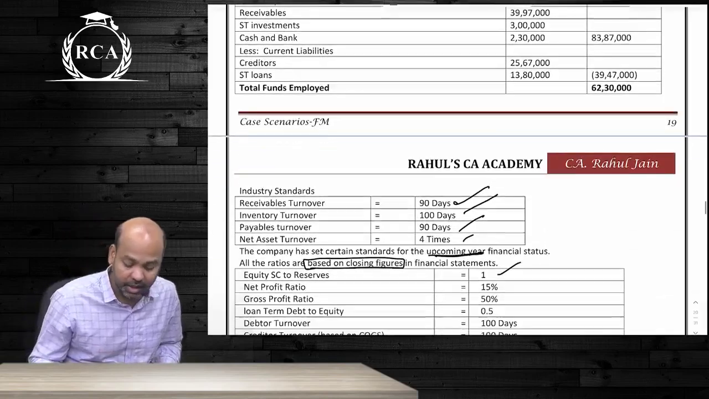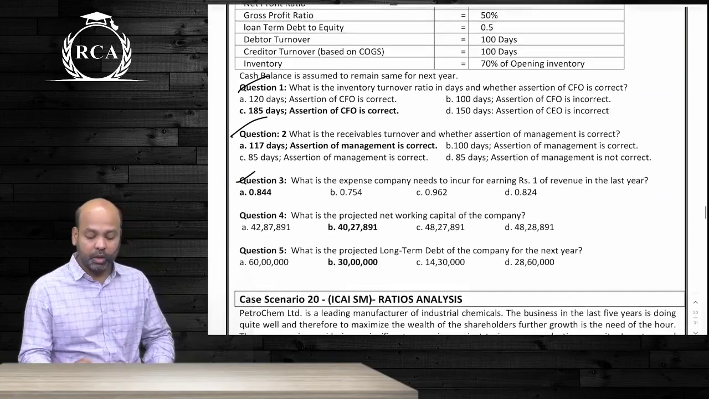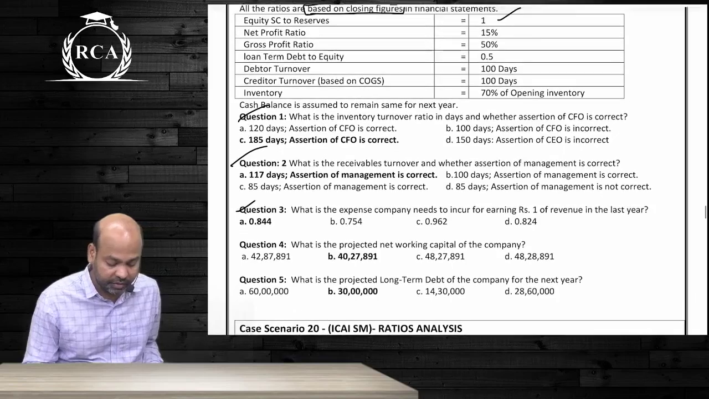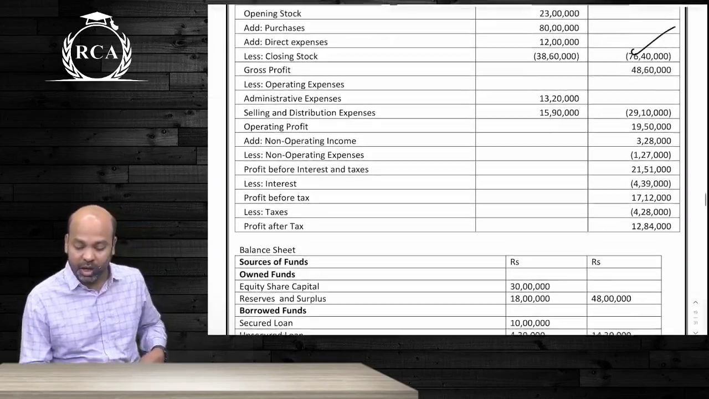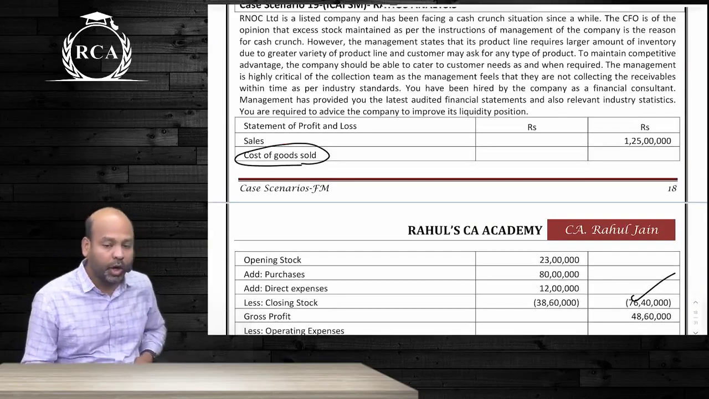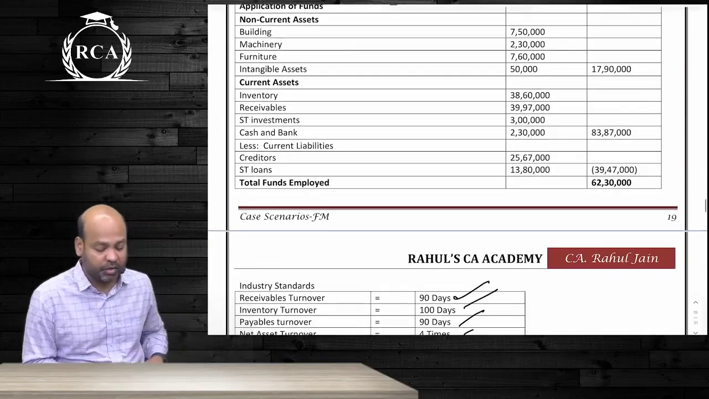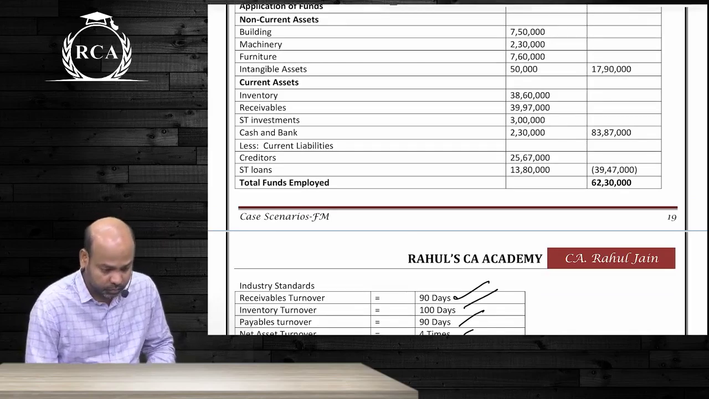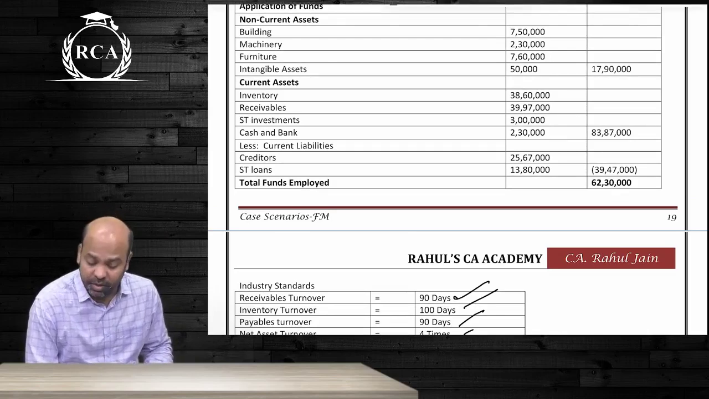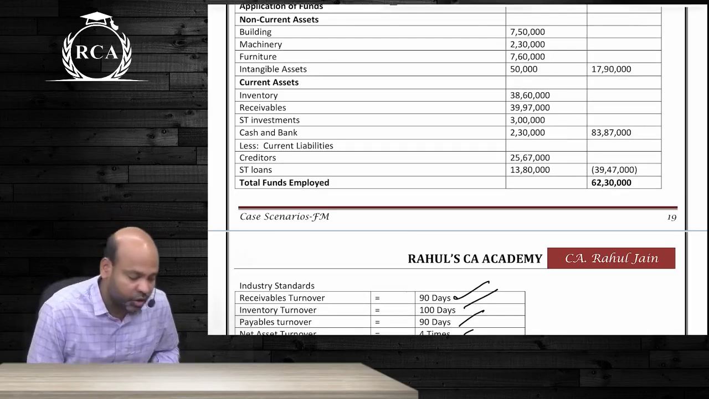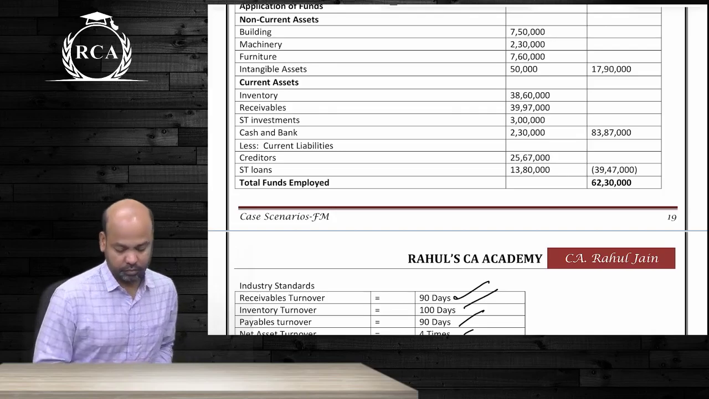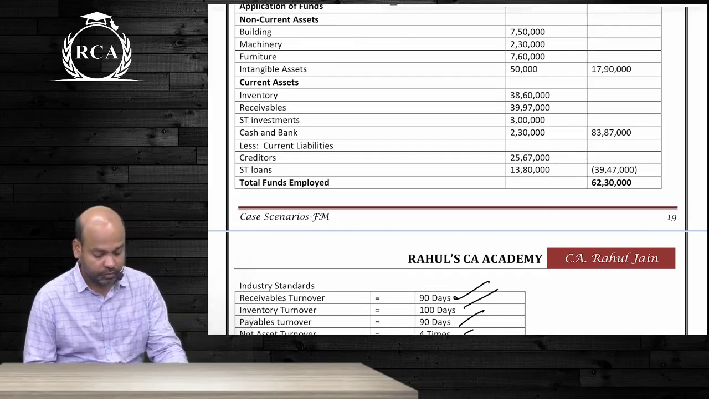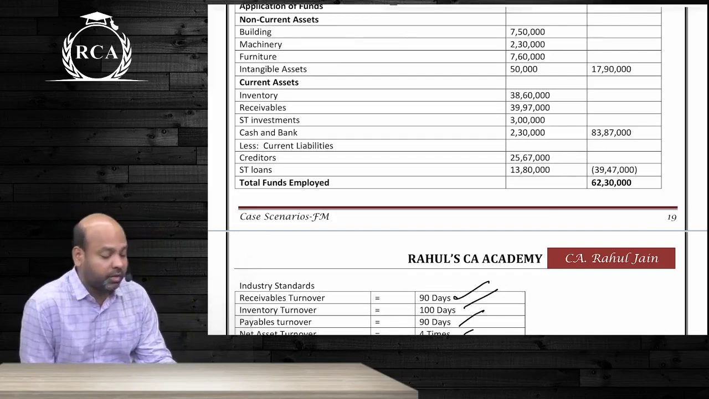Now let us look at the second bit also, then I'll give notes. We will write together. Receivable turnover ratio. For receivable turnover ratio, you will have to take sales divided by the amount of receivables. How much are your sales? 1 crore 25 lakhs. Can you divide that by the amount of receivables? Receivables are 39 lakhs 97,000. How much is your receivable turnover ratio? Can you convert that into holding period, collection period? 116.7. The answer is 117 days.